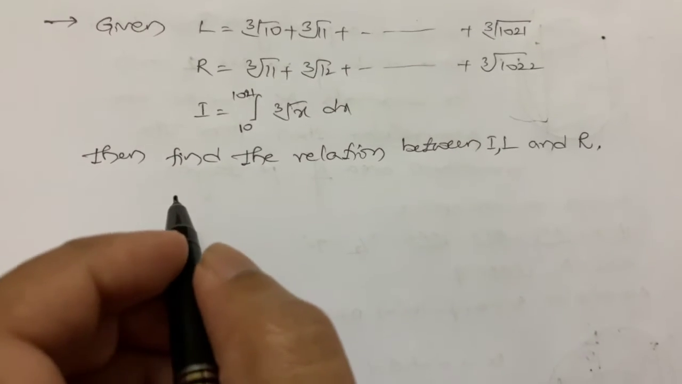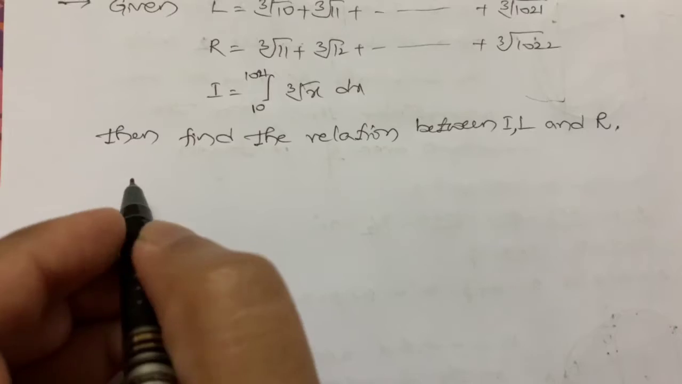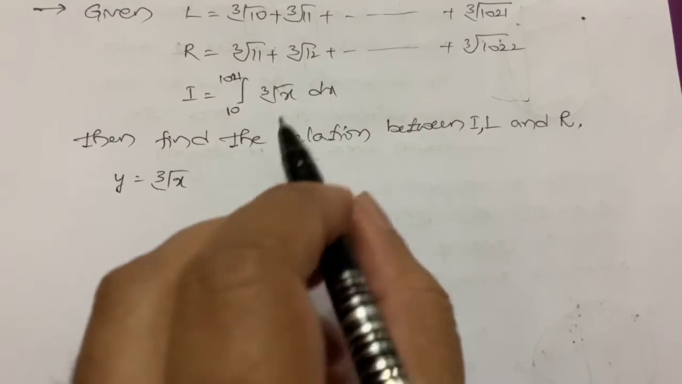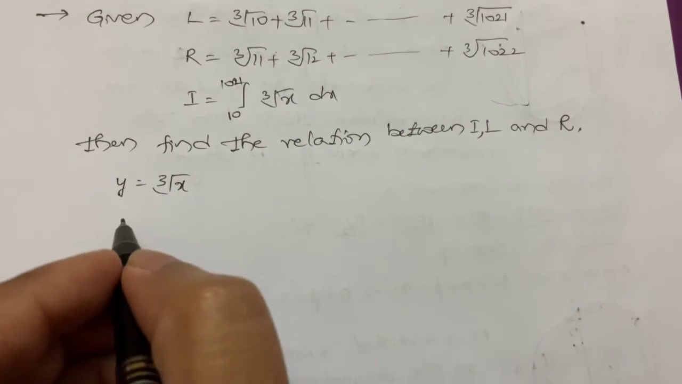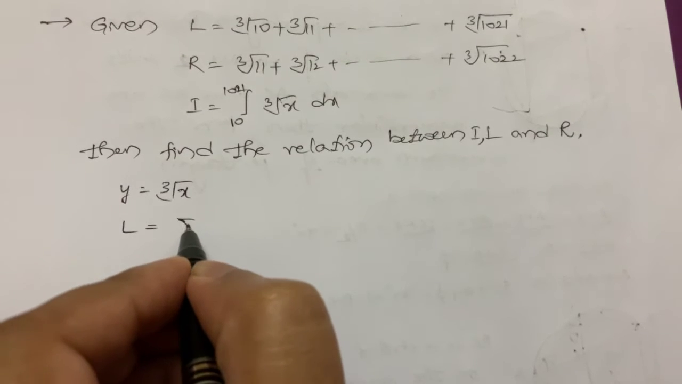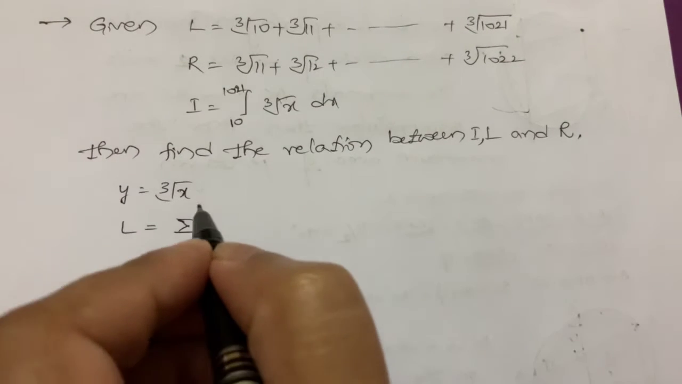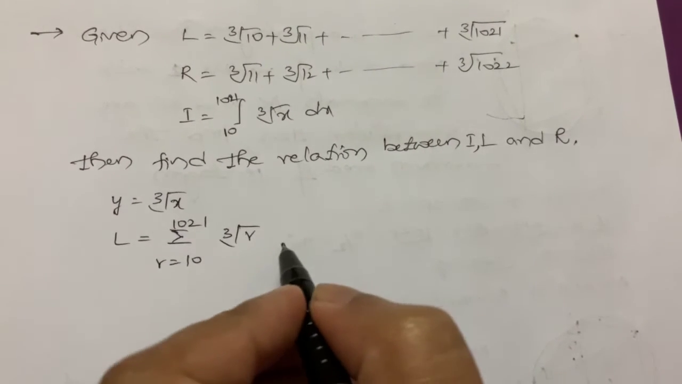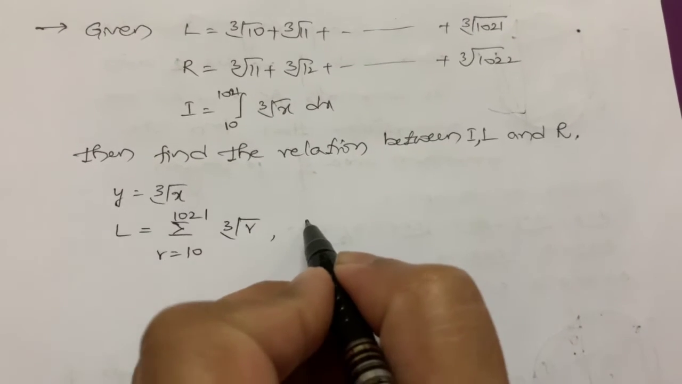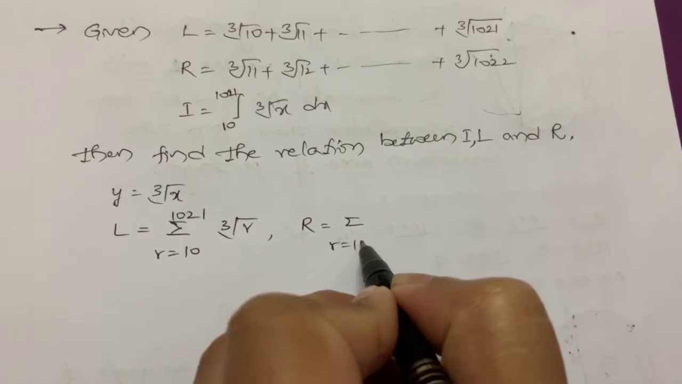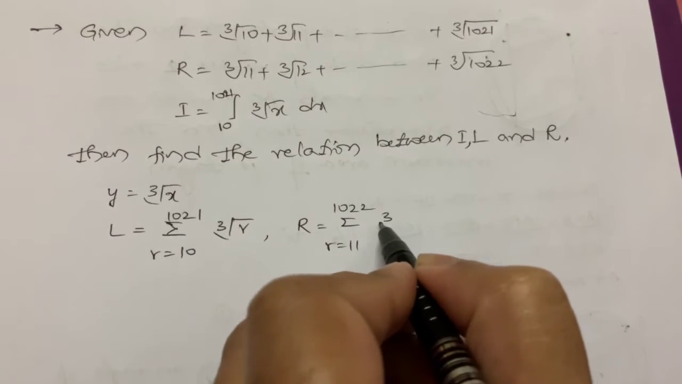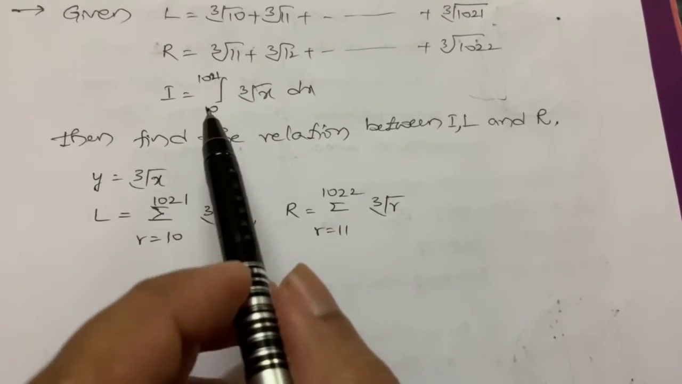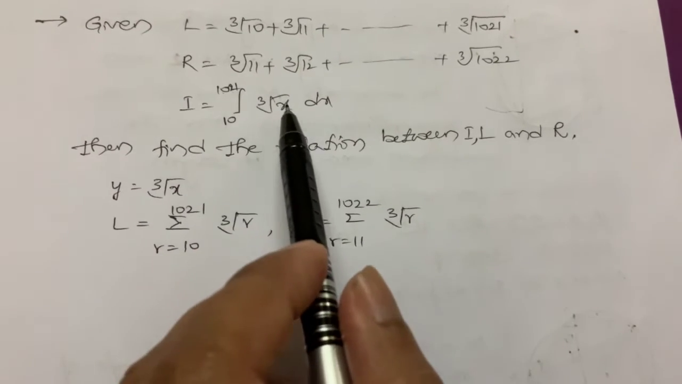So, if I want to see this, consider y is equal to cube root x. L is nothing but a summation, right? So, L is equal to sigma r equal to 10 to 1021 cube root r, and R is equal to sigma r equal to 11 to 1022 cube root r. Yes or no? That's it. So, if I use the definition of integral, it is the integral from 10 to 1021 of cube root x dx.